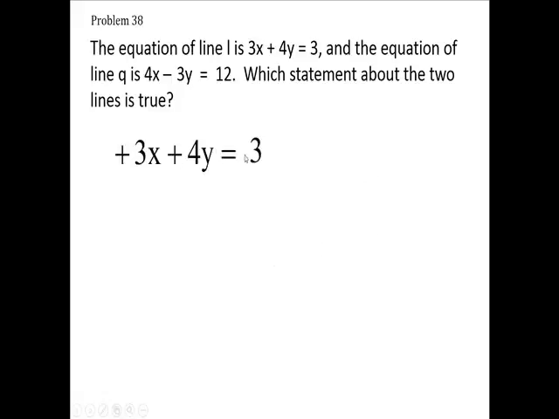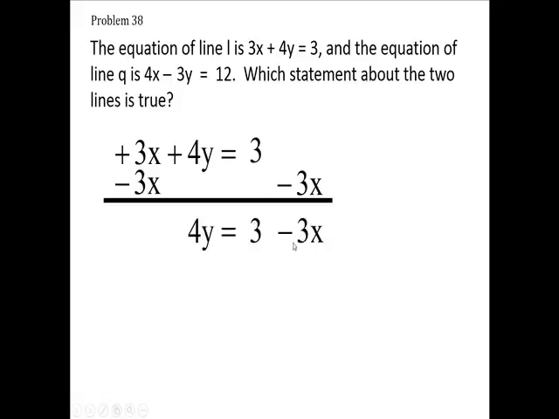So here's my first equation. I want to solve it for y. To get y by itself, I'll get rid of the 3x from the left side. In other words, subtract 3x from both sides. Bring down the 4y, bring down the 3 and the negative 3x. Now let's commute these two. The commutative property says you can turn them around. Put the negative 3x first and then the plus 3.